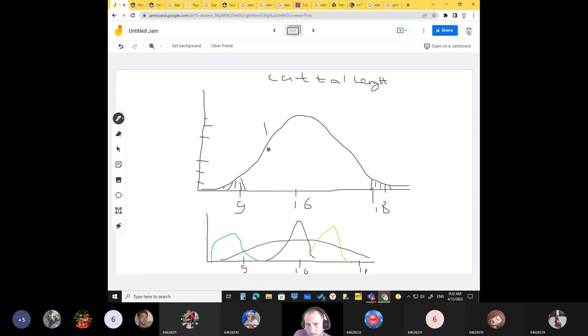Mostly, this is the mean, the average, right? 16 centimeters. 68% of all the cats will be around that number, okay? Around 16. A little longer, maybe 17, maybe 15, but it will dance around that, okay?